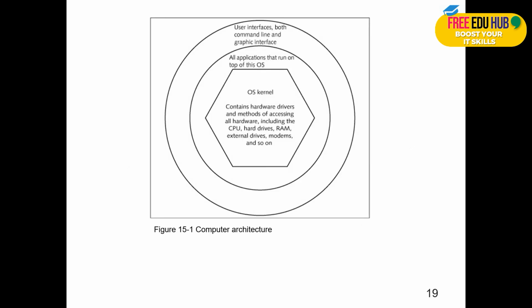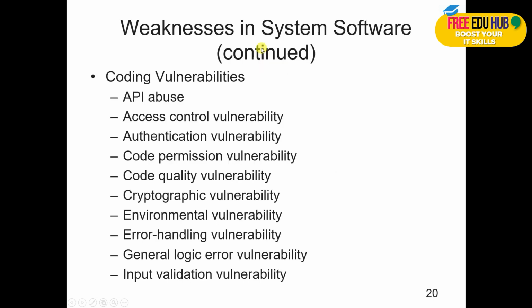As you can see in this picture, we have the OS kernel in the middle, which is the core of the operating system, and contains the hardware drivers and methods of accessing all hardware, including the CPU, hard drive, RAM, etc., and external drives. Then we have an application that runs on top of the operating system, and then we have user interfaces, both command line and graphical user interface. So these are the three layers of a computer architecture.